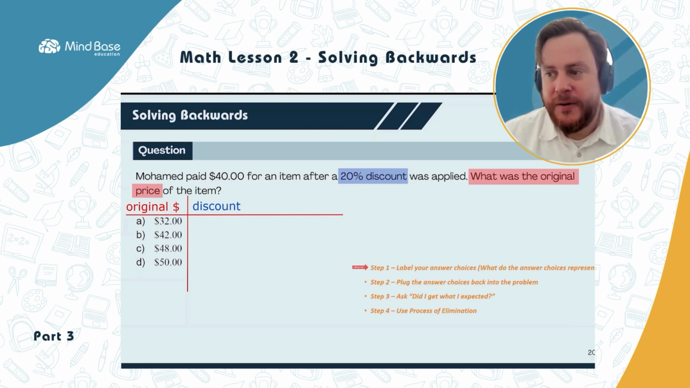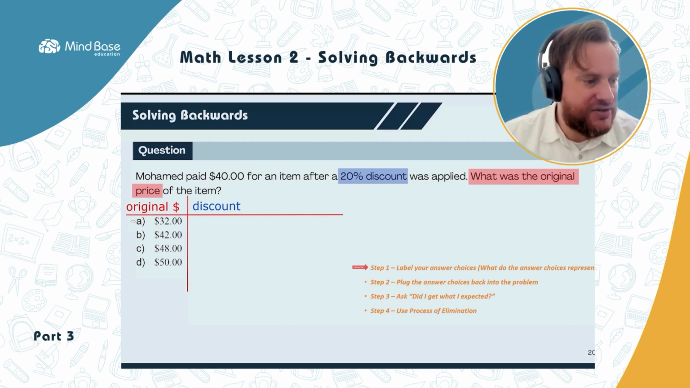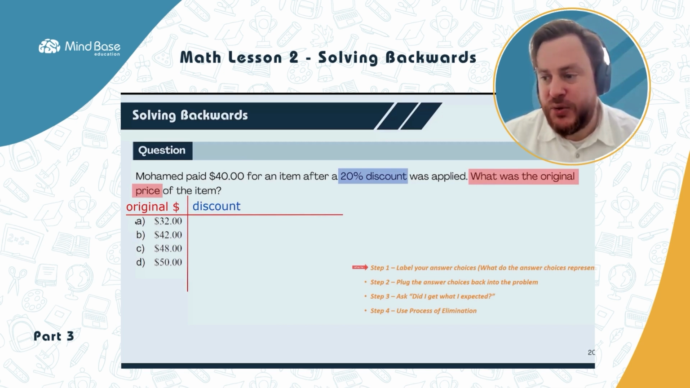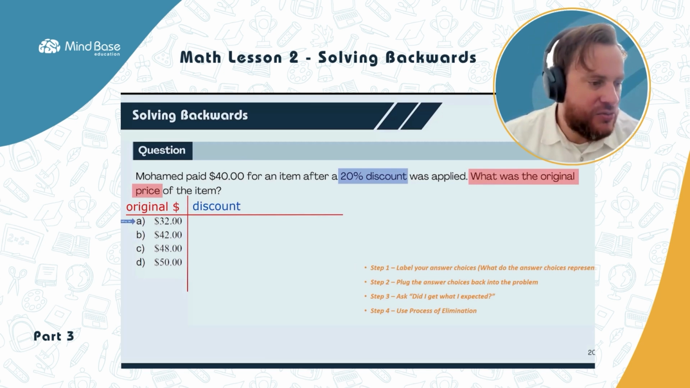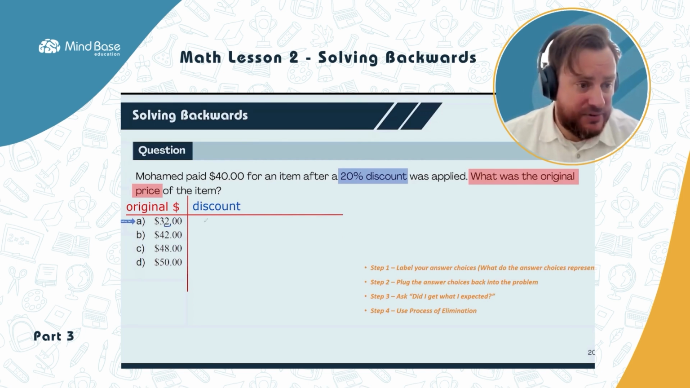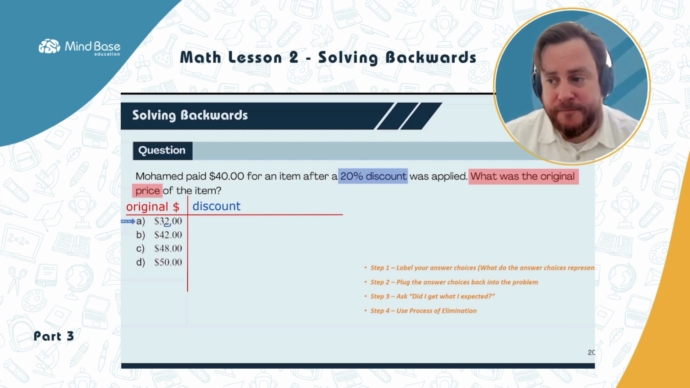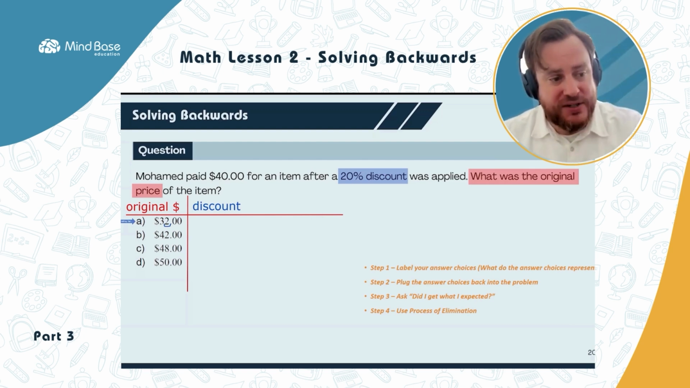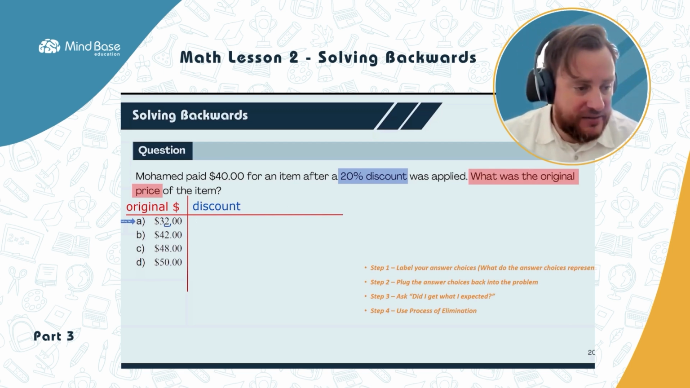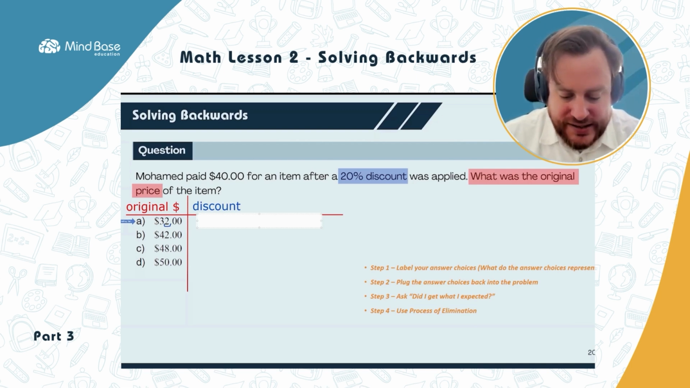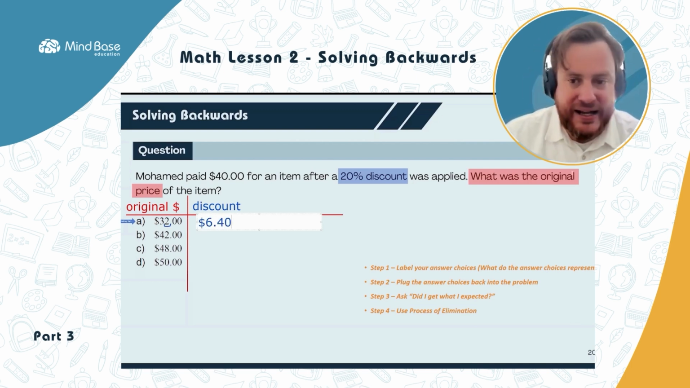Now, hopefully you remember how to take 20% of something. Like, let's start with answer choice A. To take 20% of something, you move the decimal once to the left, because that gives you 10%, right? And then you double it to get 20%. So if I move the decimal once to the left, I get 3.2. And if I double it, I get 6.4. So that's my discount.